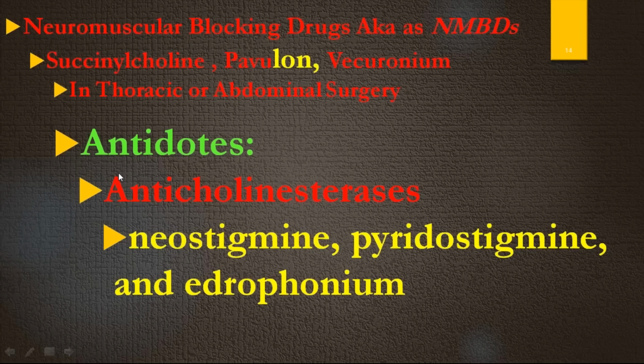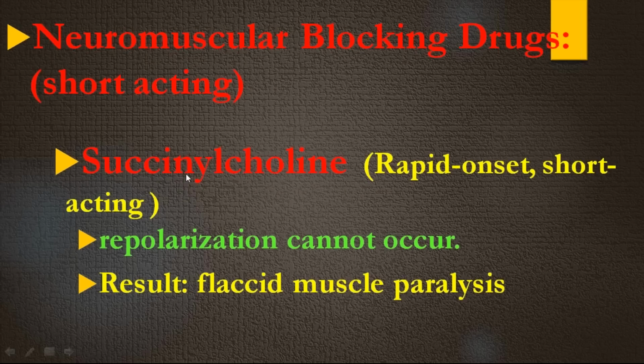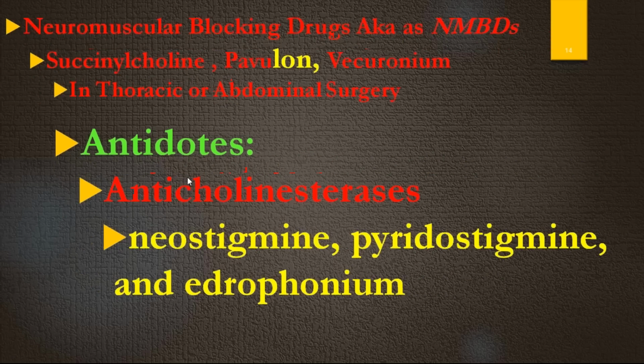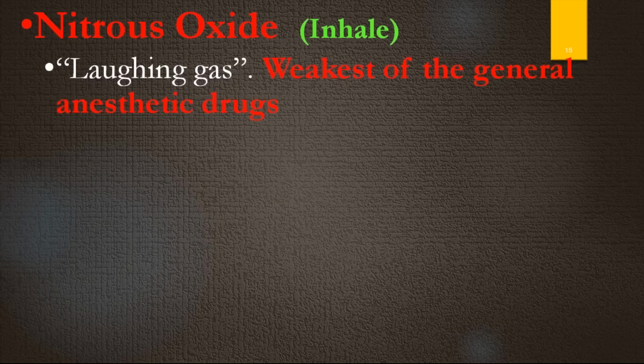The antidote for this is going to be the anticholinesterases. Okay, anticholinesterase is an enzyme that destroys the acetylcholine. So that is going to be the opposite of the effect of the succinylcholine. What I want you to remember, succinylcholine is anticholinergic, and the antidote is the anticholinesterase. What it's going to do is increase the levels of acetylcholine.